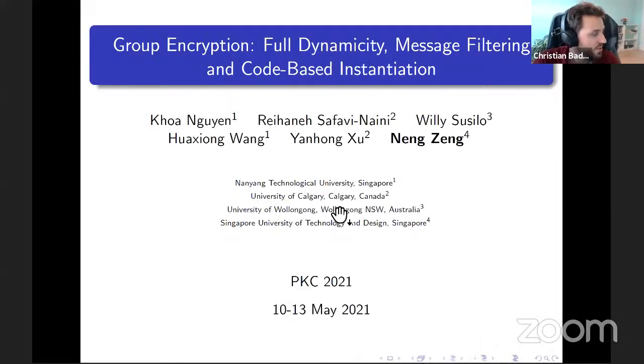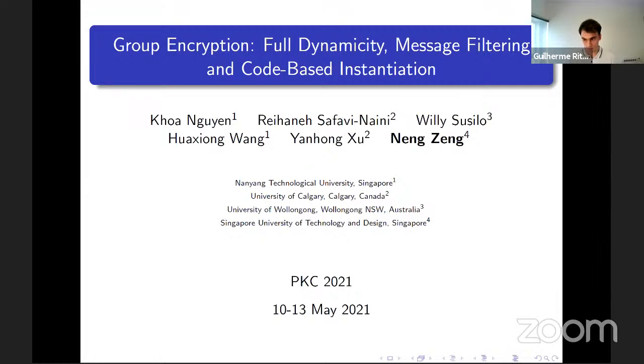So this talk is about the paper Group Encryption: Full Dynamicity, Message Filtering, and Code-Based Instantiation. It's joint work by Kuan Yen, Reza Favinaini, Willis Husilo, Hua Shong Wang, and Yan Hongshu, and Nang Seng, who will be giving the talk. Please go ahead.